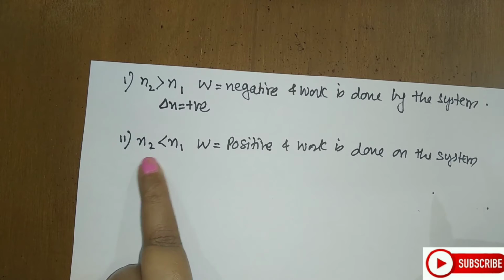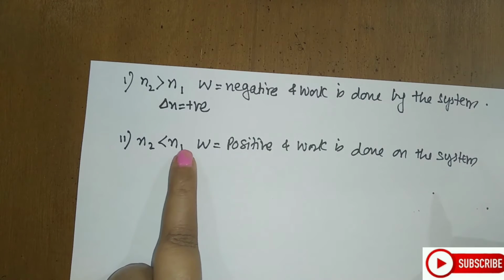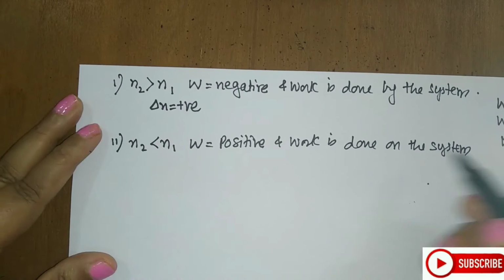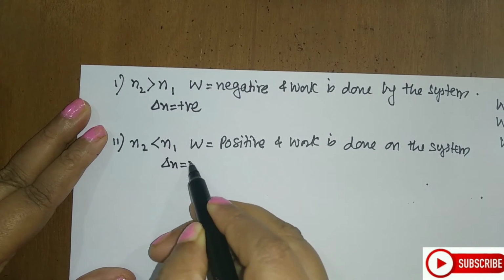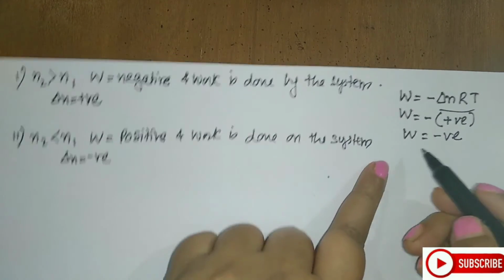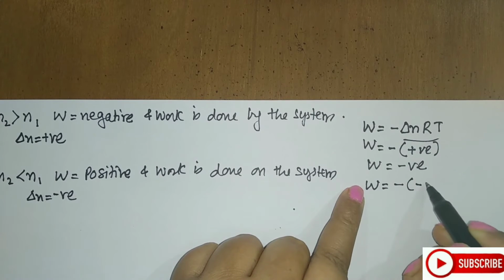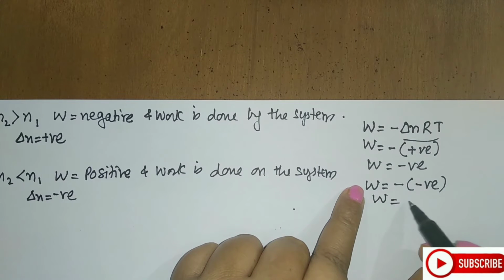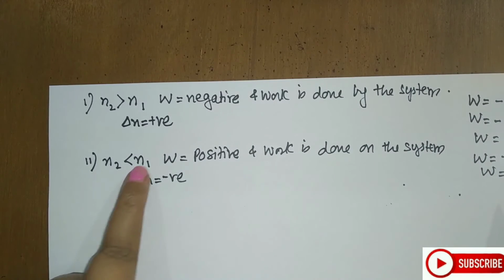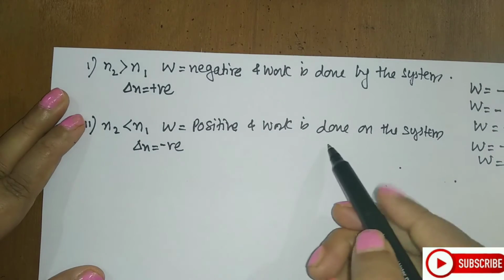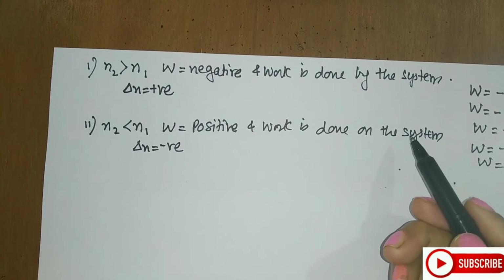When N2 is less than N1, it means your delta N will be negative here. So delta N will be negative. Let us put this in this format. So W will be equal to this negative, so W will become positive. So that is what W will become positive and work is done on the system.